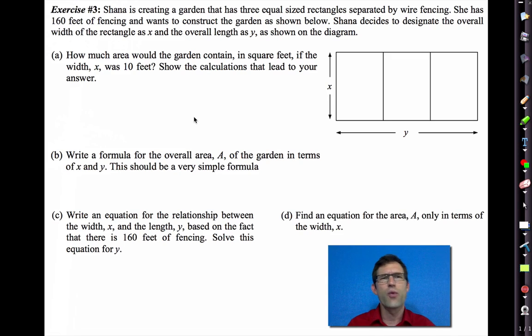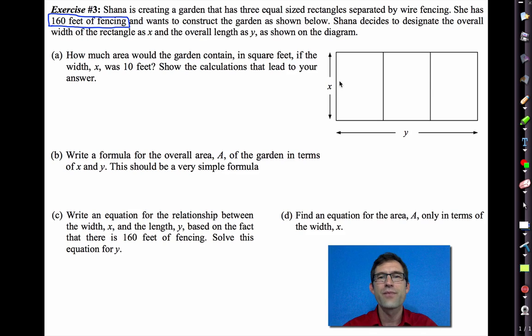So pause the video right now and figure this out. You can do it. By only knowing the value of x, you can figure out the entire area. You also need to know that she's going to use 160 feet of fencing, but you can figure out the entire area of the garden. Pause the video now and try to come up with this. All right, well, let's see how it's done.